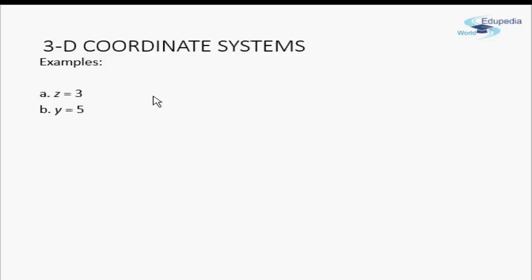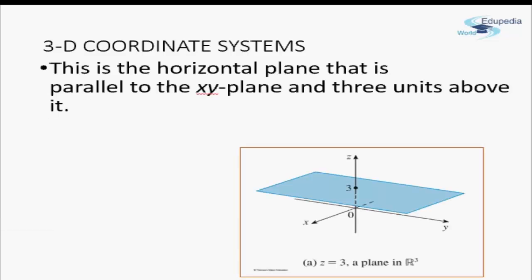Where would we find z is equal to 3 and y is equal to 5? What would this be in three dimensions? Before I answer this, try to find an answer yourself, so that once I get there, you would know whether you grasp the concept or not. Z is equal to 3. So basically z is equal to 3 is going to be a plane parallel to the xy plane, and 3 units above that plane.